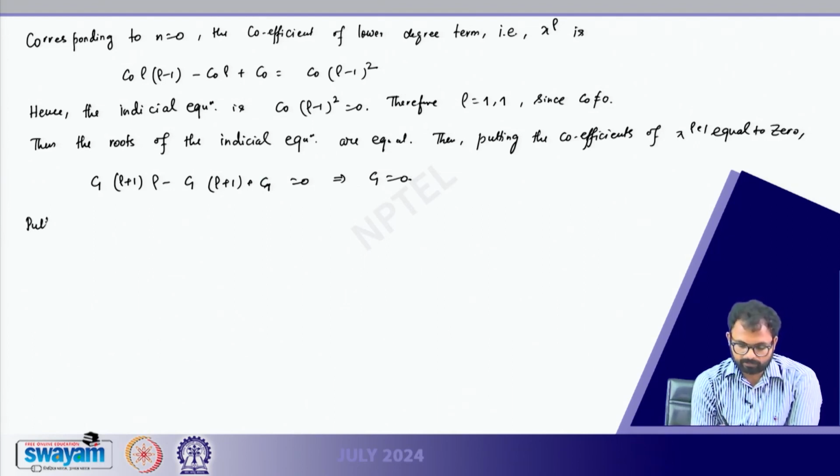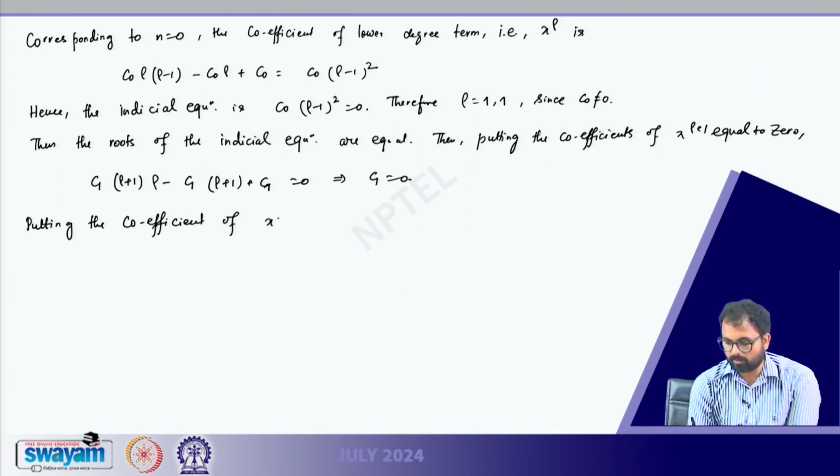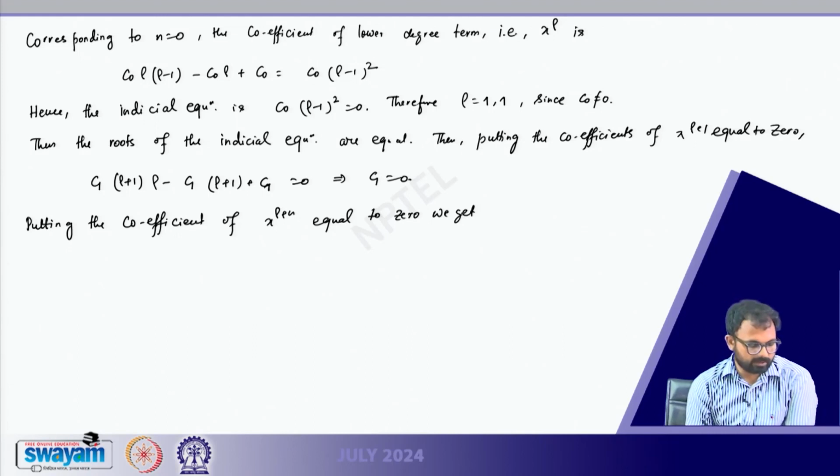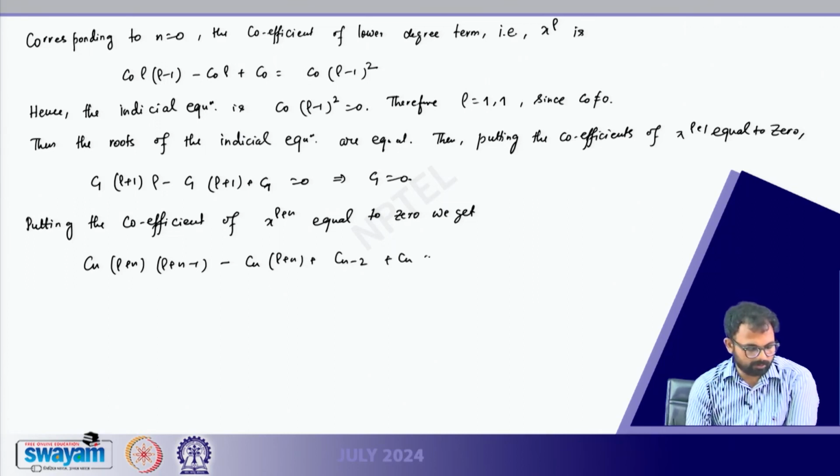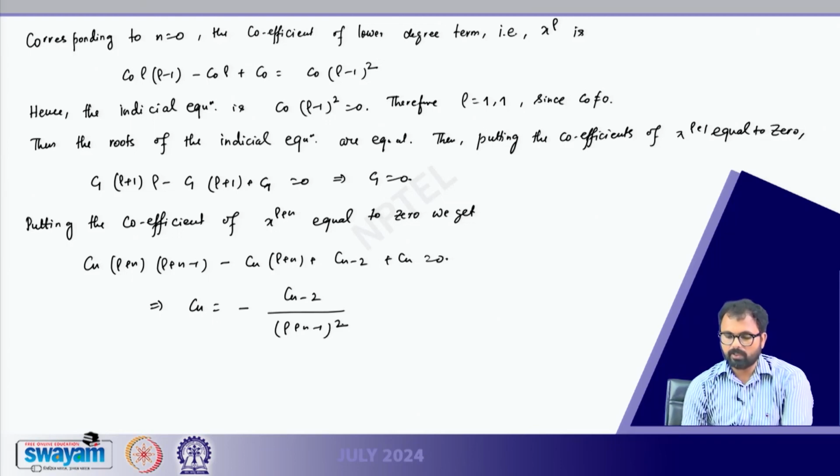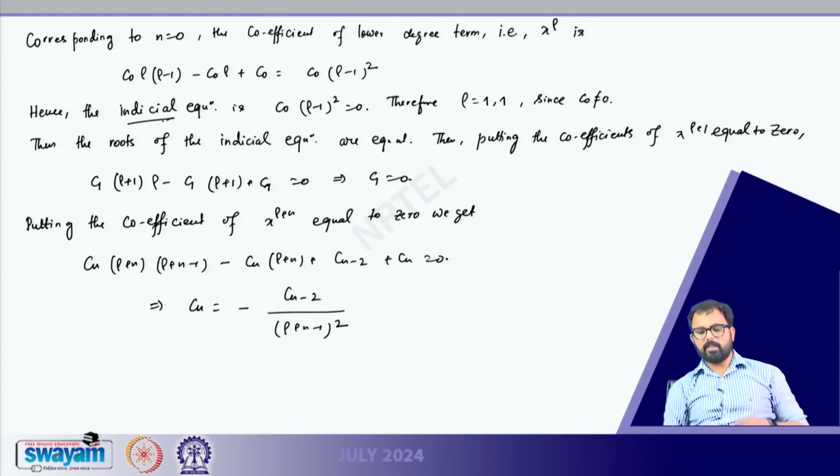Now, putting the coefficients of x to the power rho plus n equal to 0, we get Cn (rho plus n)(rho plus n minus 1) minus Cn (rho plus n) plus C(n minus 2) plus Cn equals to 0. So from here we will get Cn equals to minus C(n minus 2) by (rho plus n minus 1) whole square. What is this indicial equation? We will explain in the next class.